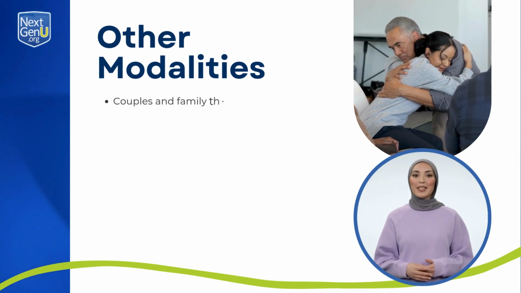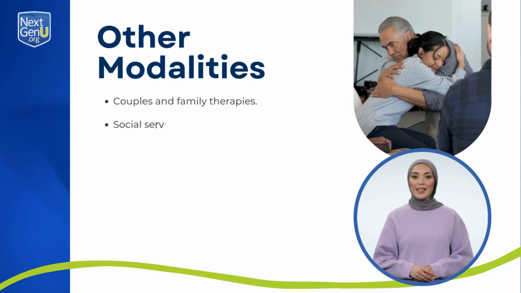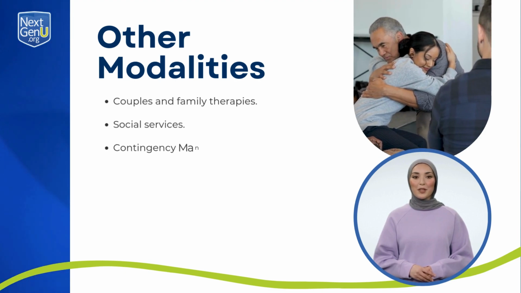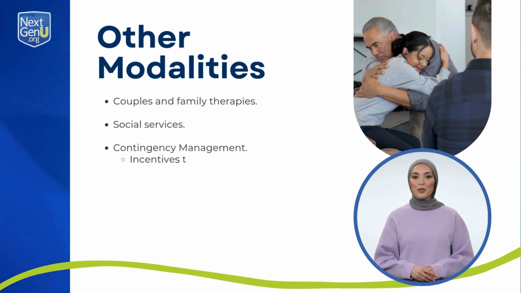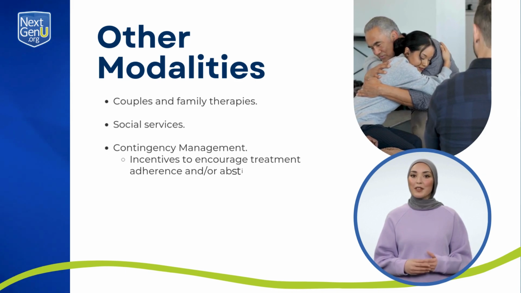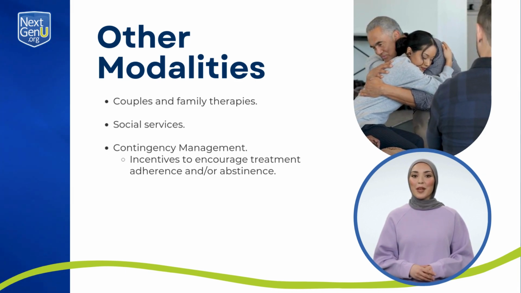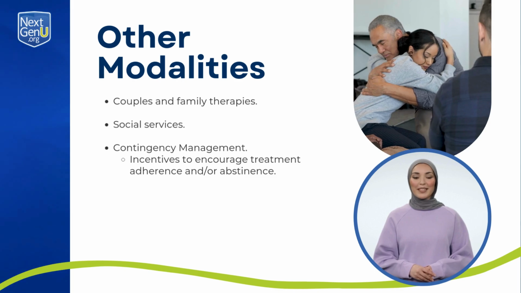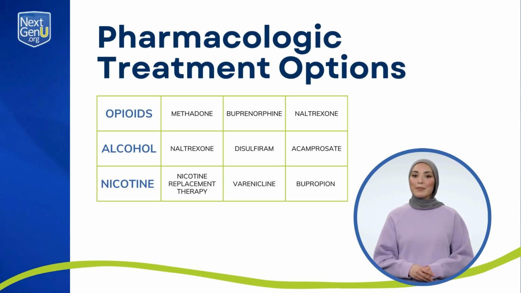Other adjunctive modalities include couples and family therapies, social services, and contingency management, which provide incentives to encourage treatment adherence and/or abstinence. Lastly, reviewing pharmacologic treatment options for 3 commonly used substances include opioids, alcohol, and nicotine.